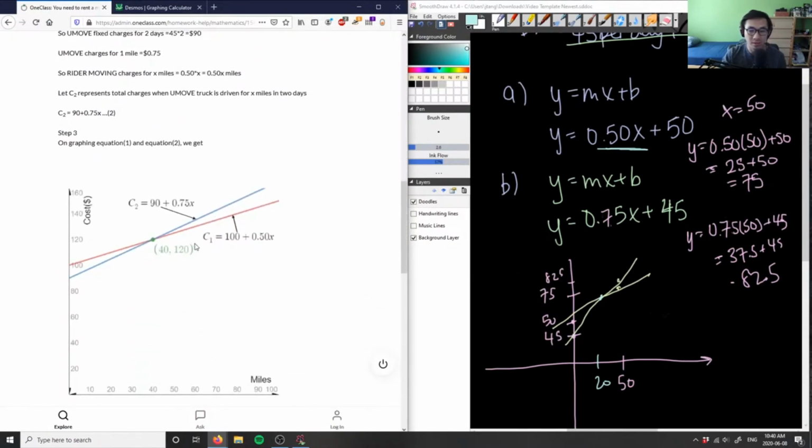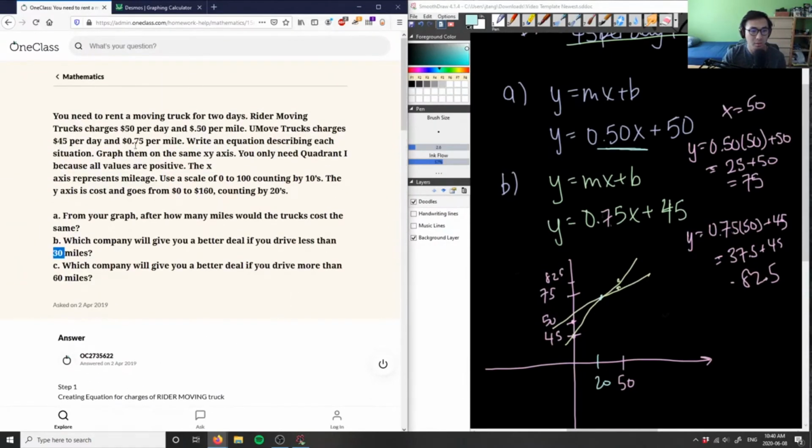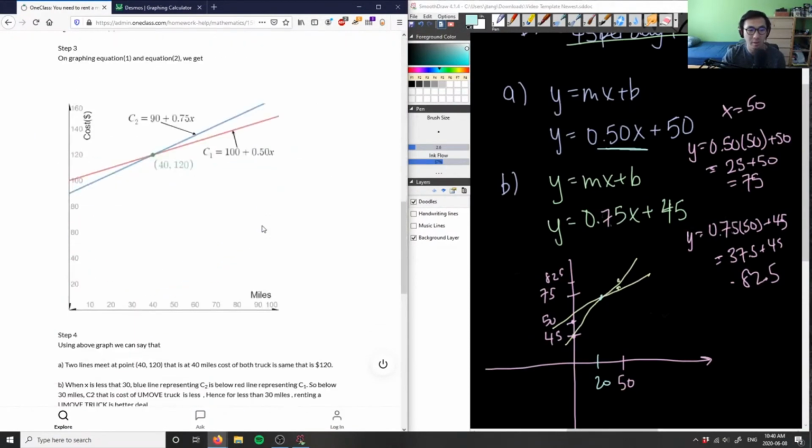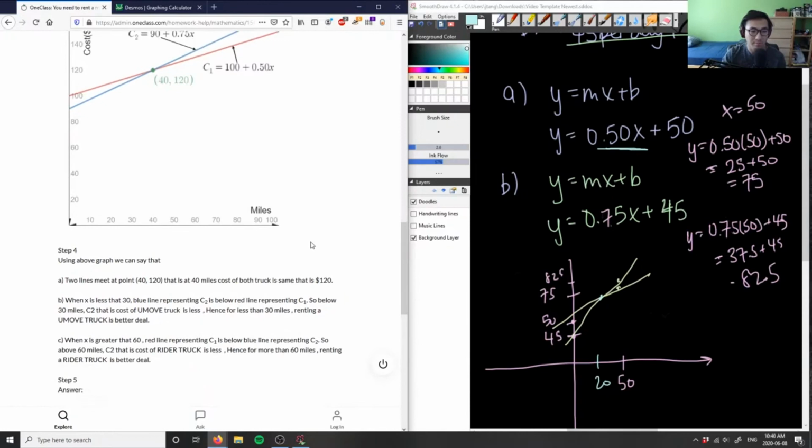This here is a solution. Again, they wrote the solution correctly as well. I believe it's 90. Oh, this is 90 and 100. So I don't think they actually graphed this correctly. It's $50 per day and $45 per day here. So this graph is actually wrong. This is supposed to start from 50, and this is supposed to start from 45. So they actually graphed this wrong here.